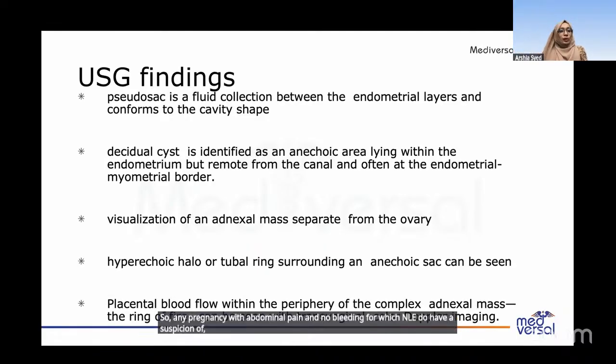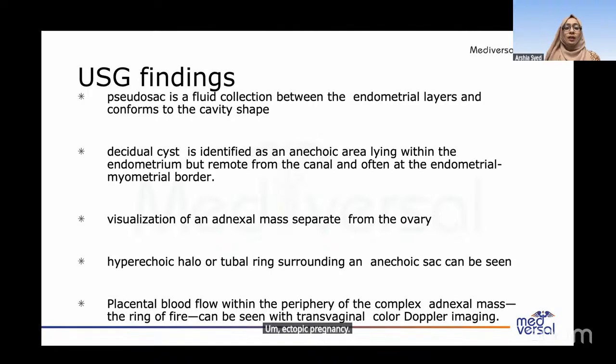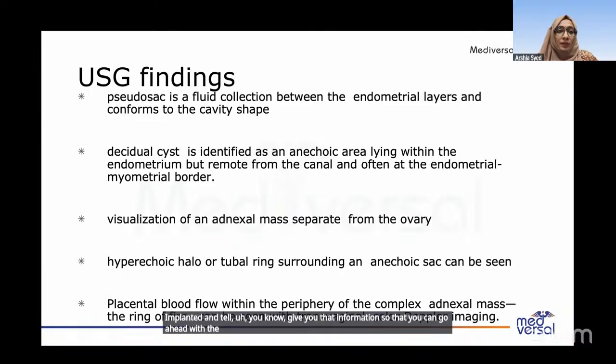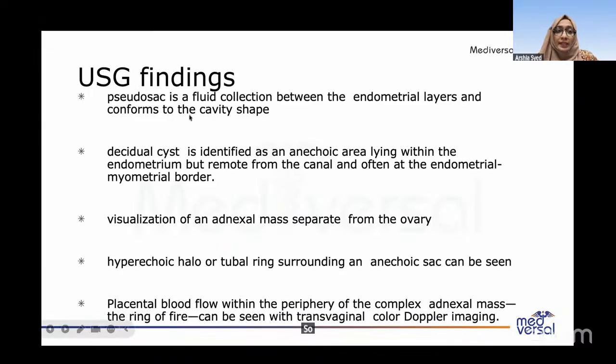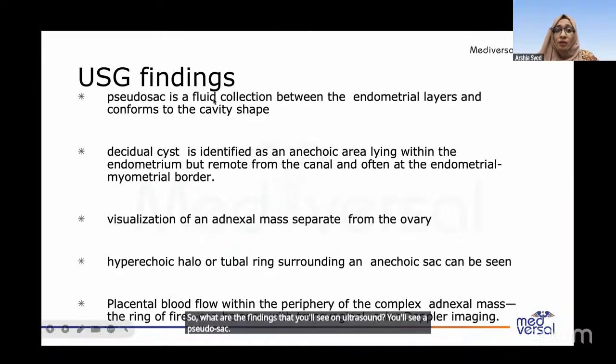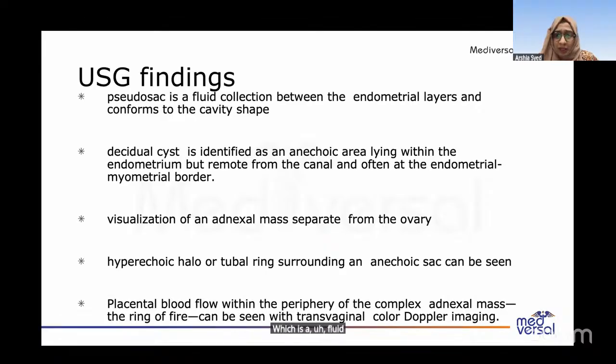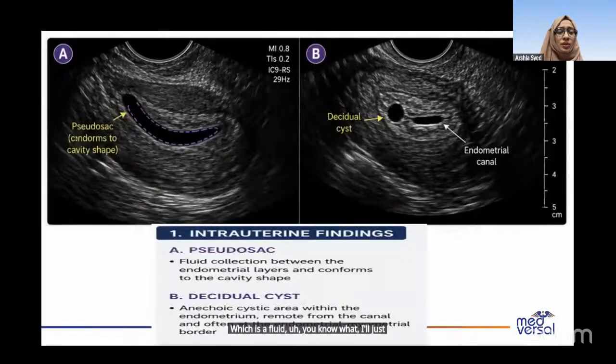So any pregnancy with abdominal pain and no bleeding per vaginally, do have a suspicion of ectopic pregnancy. So once you suspect ectopic pregnancy, the main modality of finding it is ultrasound, and the radiologist has to locate where this pregnancy has been implanted and give you that information so that you can go ahead with the management of it. So what are the findings that you'll see on ultrasound? You'll see a pseudo sac, which is a fluid. You know what? I'll just directly go to the ultrasound images.